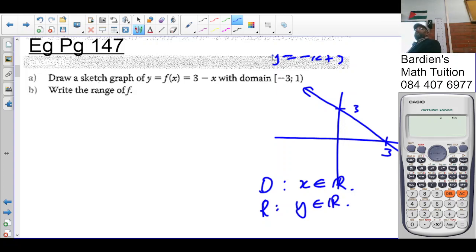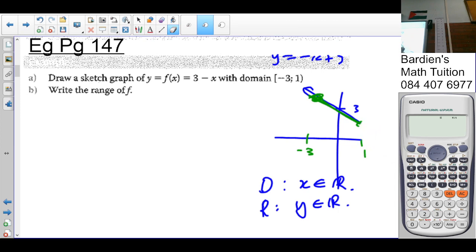Can you see that? But now, they are restricting the domain here. So in other words, I must go from -3 on the graph to 1 on the graph. So it's only this part of the graph you're going to draw. So as I indicated before, there's a few ways of doing it. This is one way. So then we just take out what we don't need. Can you see that? So there's the graph. That's one way of doing it. Okay?